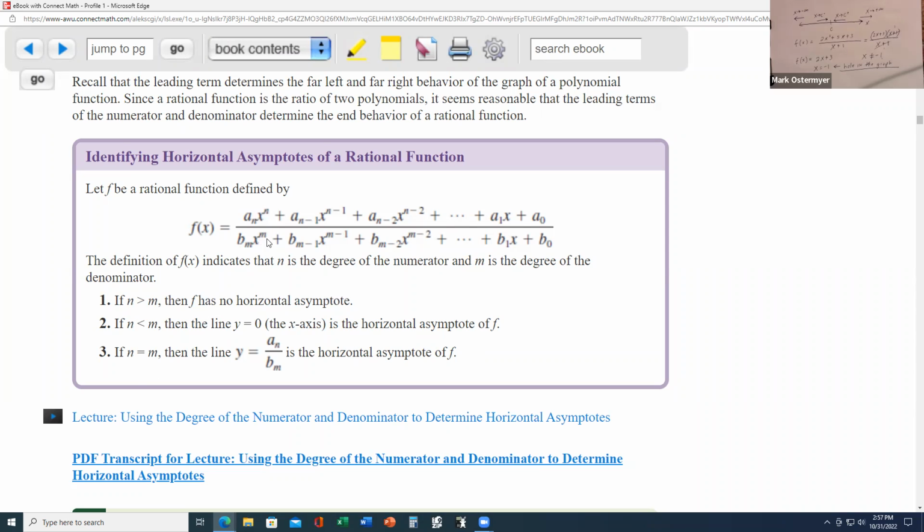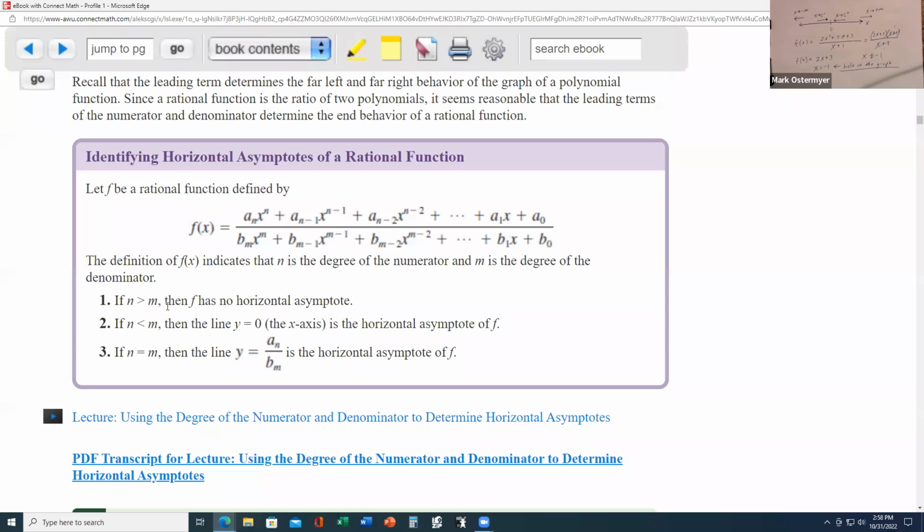One last scenario. What if the degrees are the same? What if we have a third degree polynomial over a third degree polynomial? In that case, we will have a horizontal asymptote, the equation of which will be the ratio of the leading coefficients of the numerator and denominator polynomials. In other words, the horizontal asymptote equation would be y equals a sub n divided by b sub n, where a sub n is the leading coefficient of the numerator polynomial, and b sub n is the leading coefficient of the denominator polynomial. So there are three possible scenarios as to whether or not you have a horizontal asymptote, and if so, what the equation would be and where it would hang out.